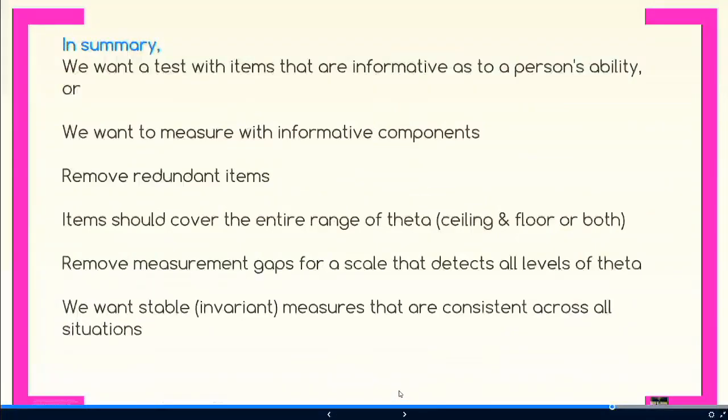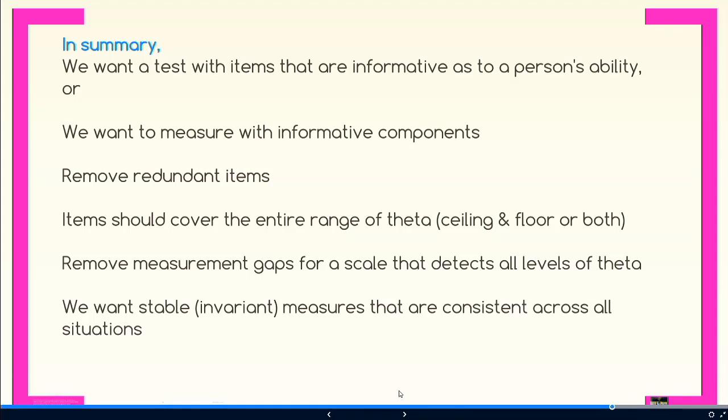Okay. So in summary, we want to test with items that are informative as to a person's ability, or we want to measure with informative components like biomarkers. And one of the ways to think about physical examination, orthopedic neurological tests, is that we might only need a few to get to the point of referring somebody out for more testing. The item should cover the entire range of theta, remove measurement gaps for a scale that detects all levels, which I showed you earlier.